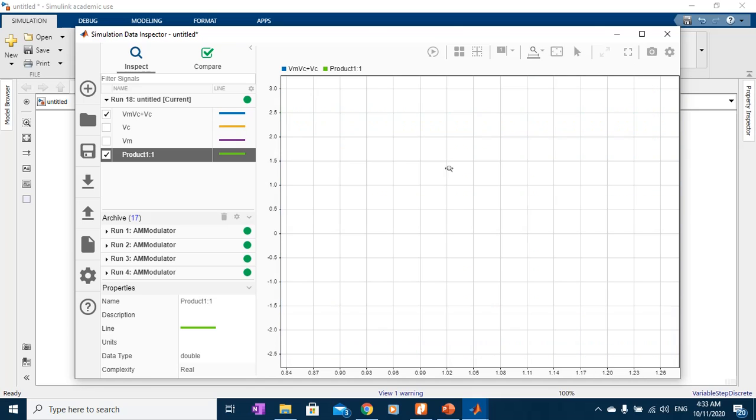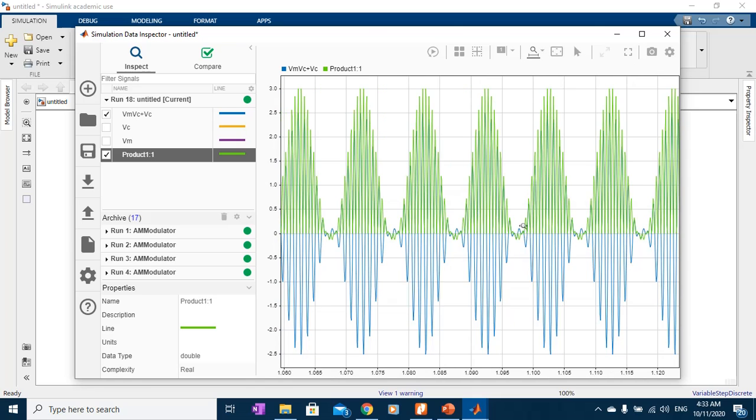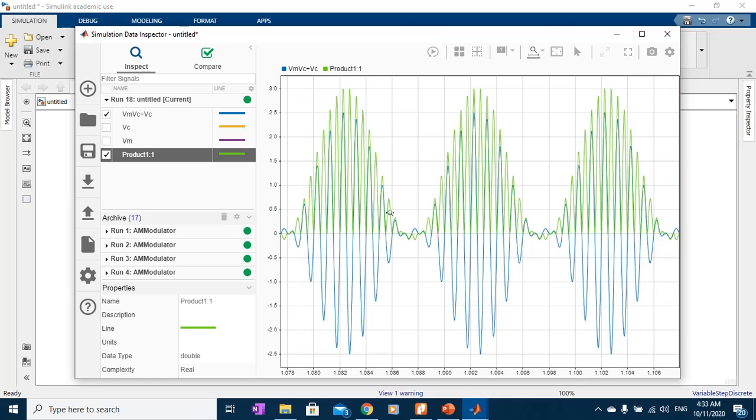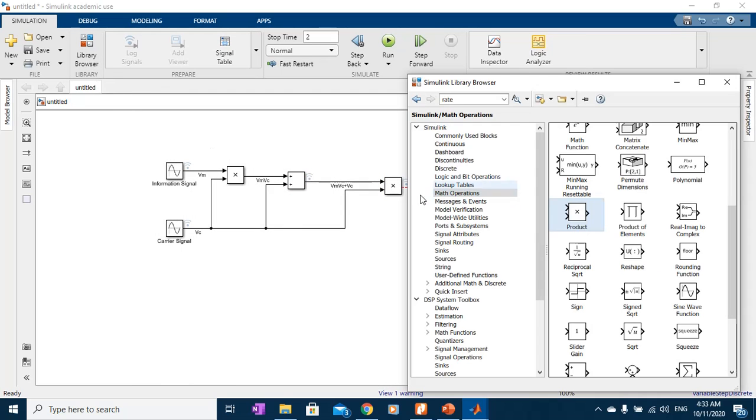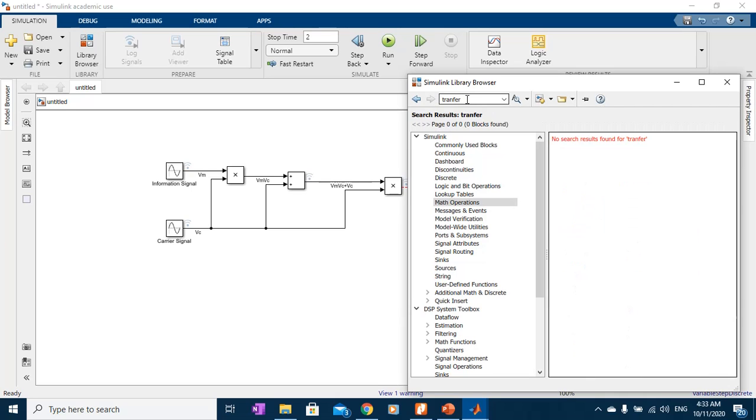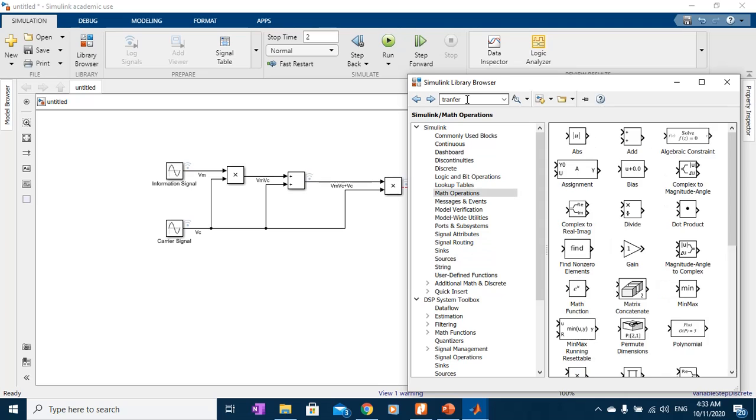This is the result of multiplying the modulated signal with the carrier signal itself. Finally, we need to smooth the output waveform since it does not represent the actual information signal.